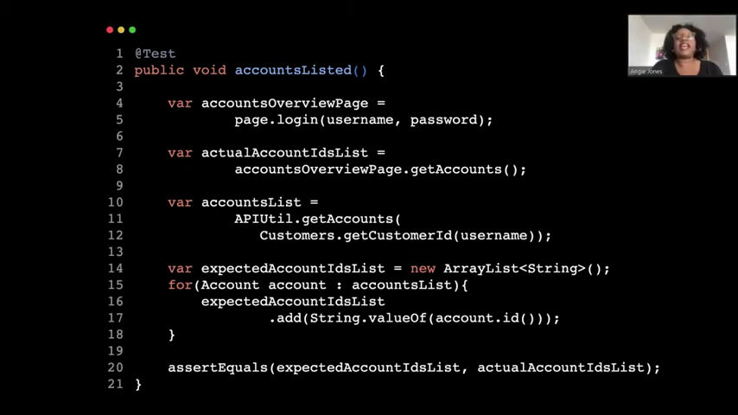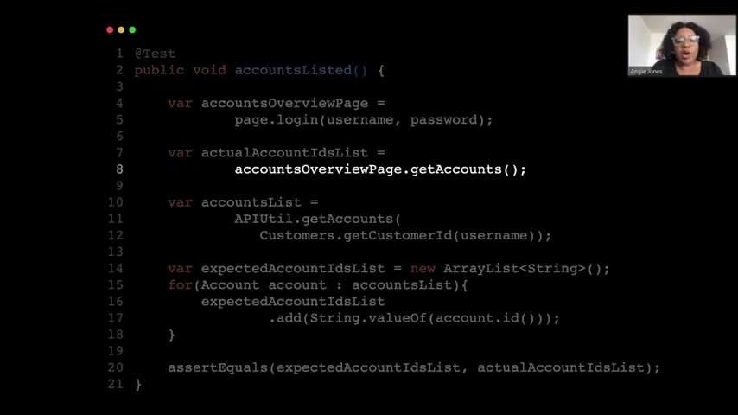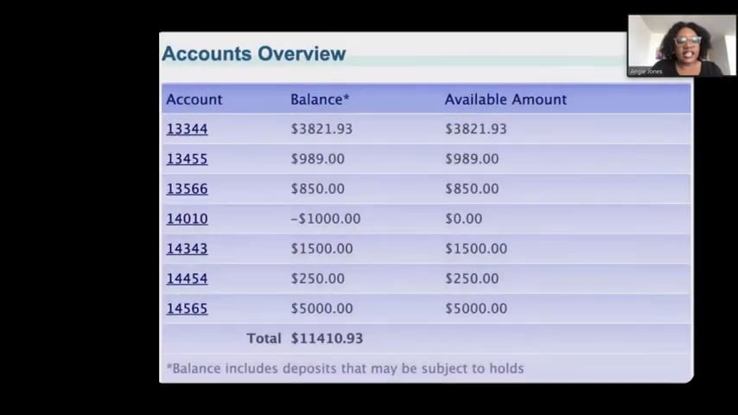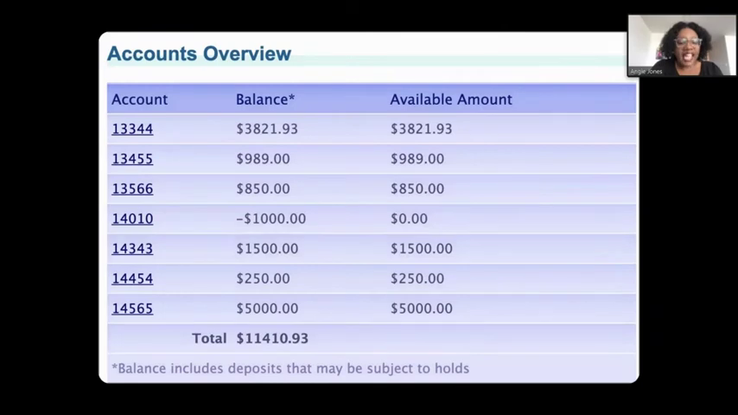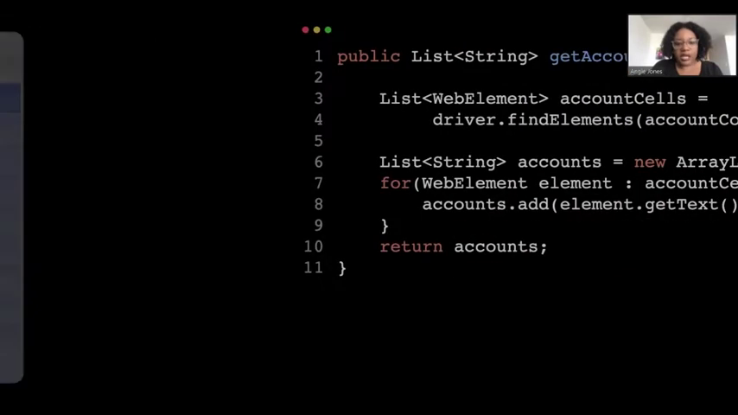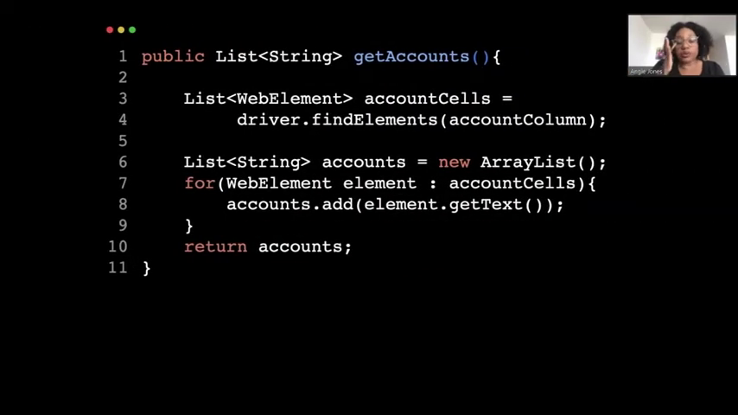Okay, so let's see what else we can modernize here. How about we go inside of this get accounts method? So let's look at the site again. Remember, this is a table and we're getting all of those values in the first column labeled account. So here's the code to do so.